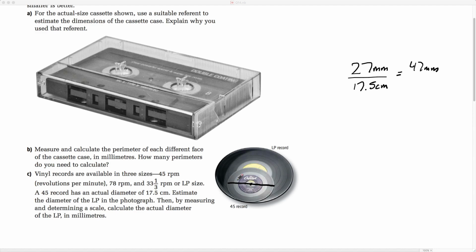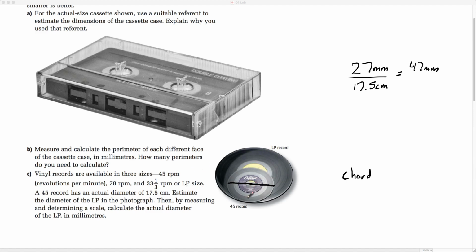A diameter of a circle is, by definition, a chord. A chord is any line that goes from one point on a circle to another point on the circle, and a diameter happens to be a special case of a chord. It's the longest one, where it goes through the center. So what you're going to want to do is measure with your ruler and try to get as accurately as you can the longest distance from one point on a circle through the center to another point of the circle. And sorry, we're supposed to estimate the diameter of the LP.